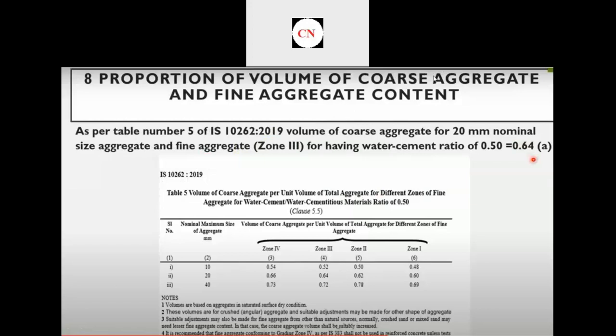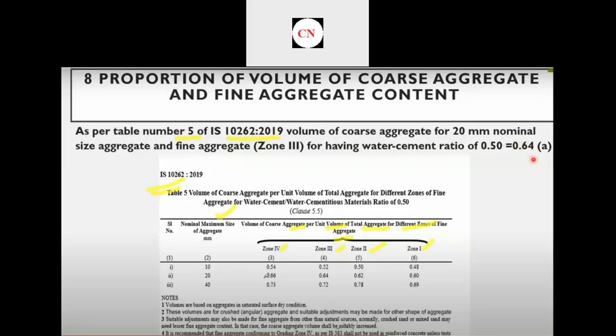Next step is to calculate the proportion of volume of coarse aggregate and fine aggregate content. In order to do this, we have to refer to Table 5 of IS 10262 2019. This is that particular table where the nominal maximum size of aggregate is given, as well as the volume of coarse aggregate per unit volume of total aggregate for different zones of fine aggregate: zone 4, zone 3, zone 2, zone 1.